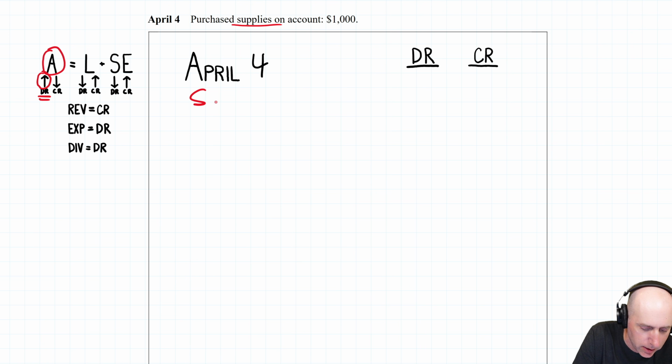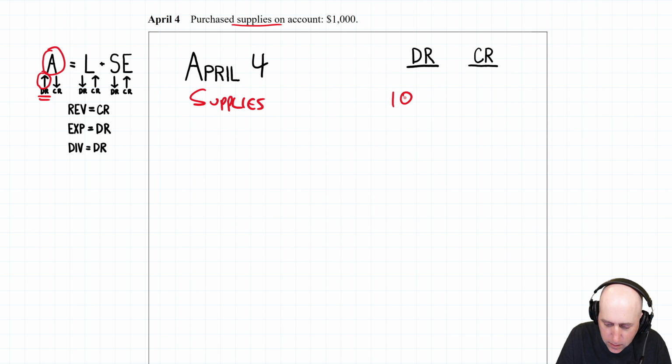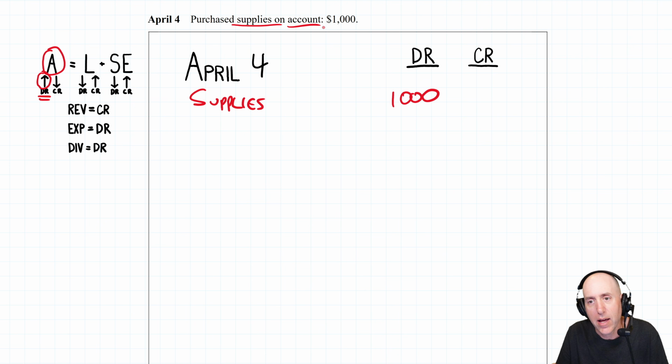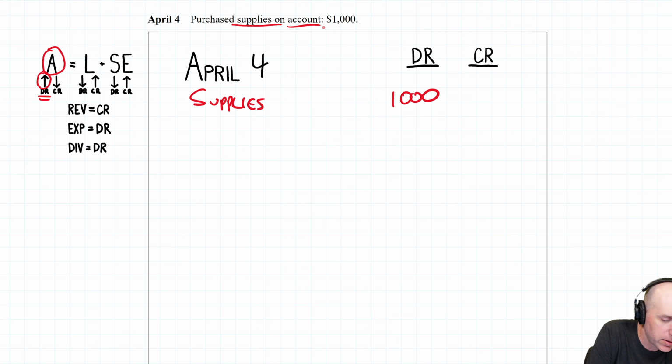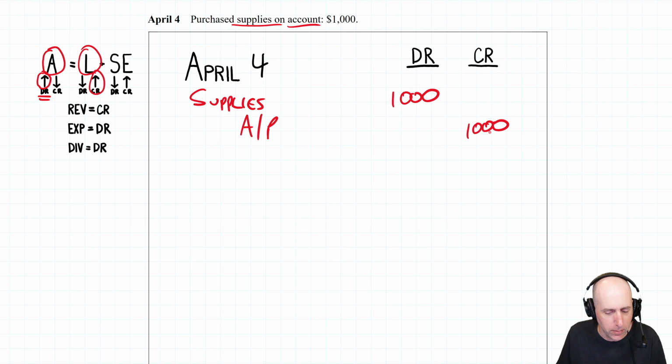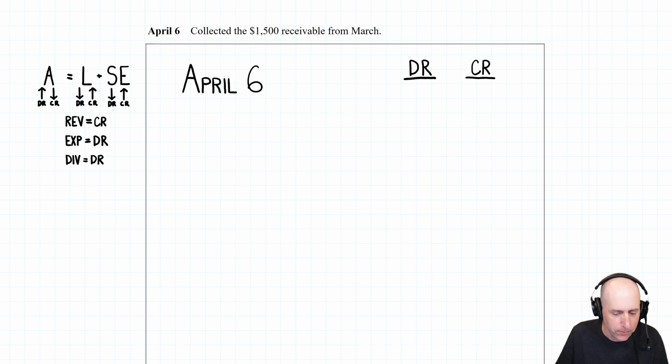So let's debit our supplies asset for $1,000. What's the credit? Well, not cash. If we buy something on account, the liability is going up. I owe my supplier more money today than yesterday, so I credit the liability related to this, and the liability is AP, accounts payable. I bought something on account.